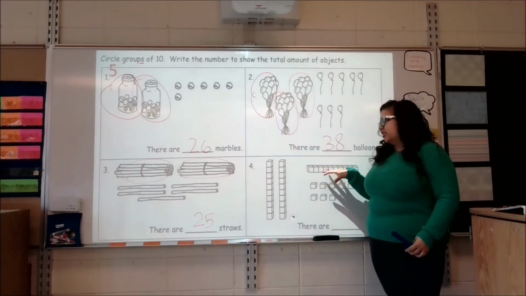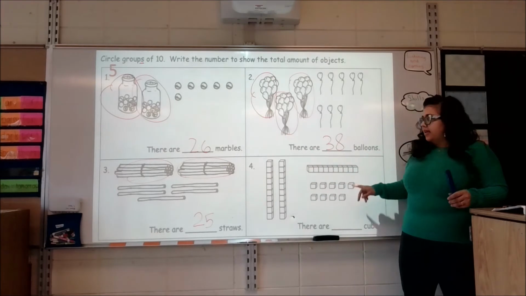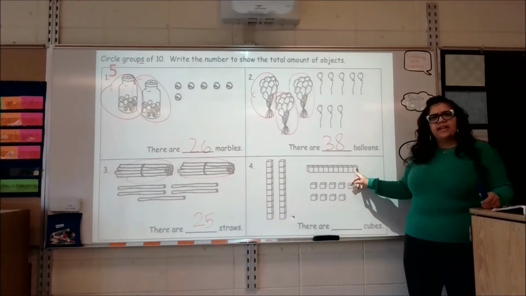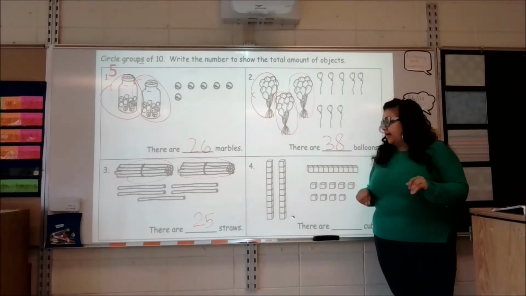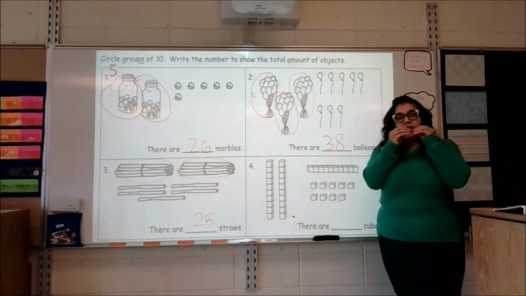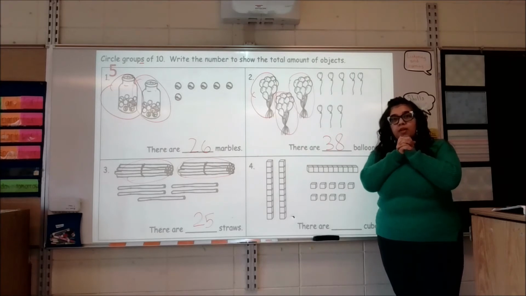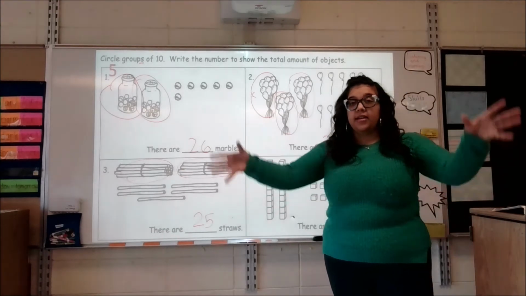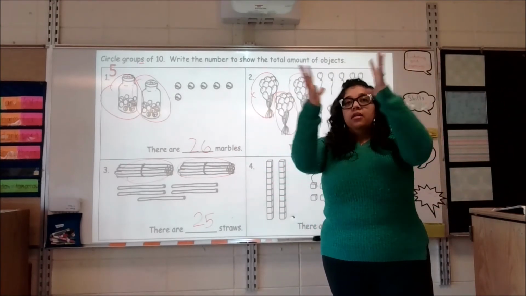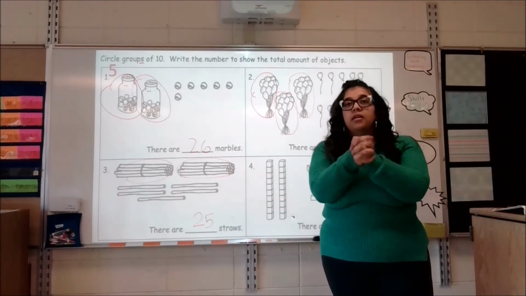So when I turn this one on its side, does this become less or more? Neither. It is still a group of 10. These are groups of 10. By clicking them together, by bundling them, grouping them together, that is our communication that I am to treat this as 10.